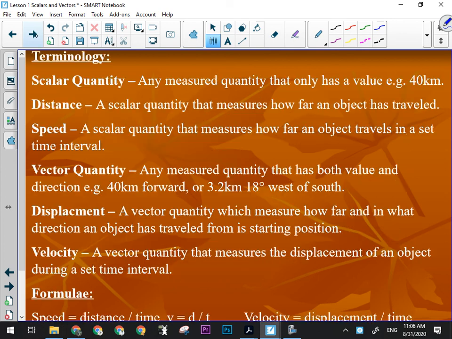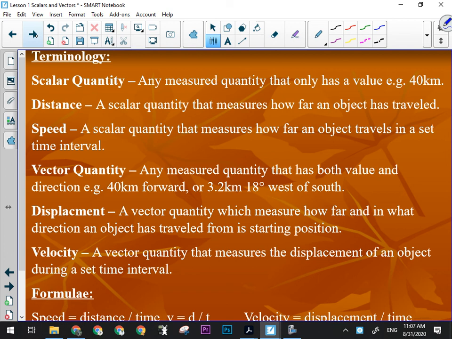So, this is just terminology. It's in your notes package, so you don't necessarily need to write it down, and it's review as well. Scalar quantity: any measured quantity that has only a magnitude, 40 kilometers. Distance is a scalar quantity that measures how far an object has traveled. Speed is a scalar quantity that measures how far an object travels in a set time interval. Vector quantities are measured quantities that have both value and direction: 40 kilometers forward, 3.2 kilometers, 18 degrees west of south. So magnitude and direction.